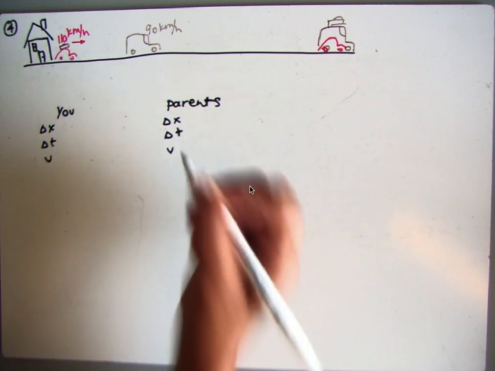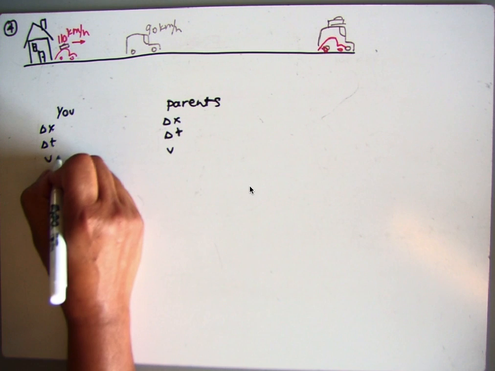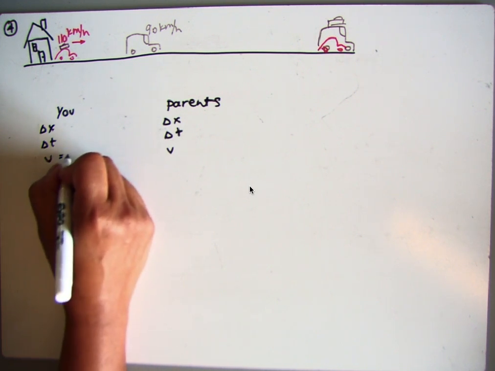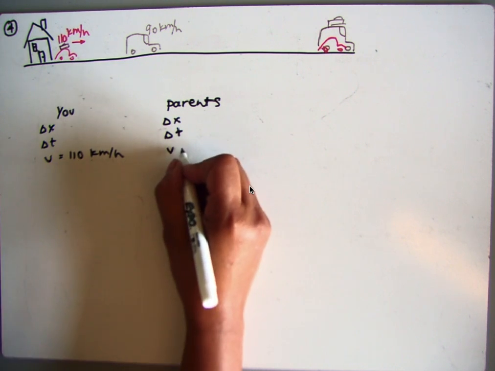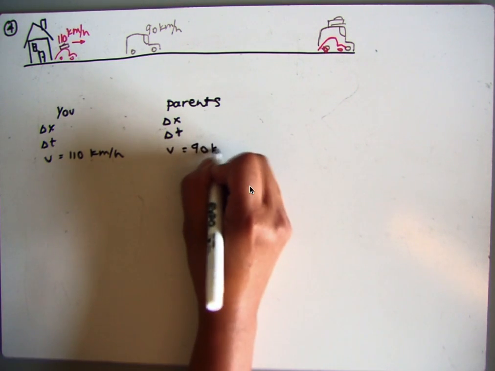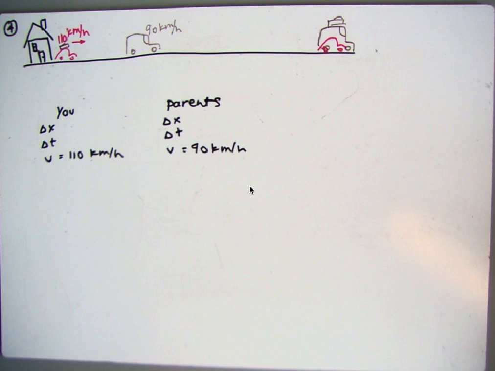All right, so what do we know here? Well, we do know the speed. So we know when you finally start moving, you're going 110 kilometers per hour. Your parents are going 90 kilometers per hour. And then the rest of it is all just not very certain.